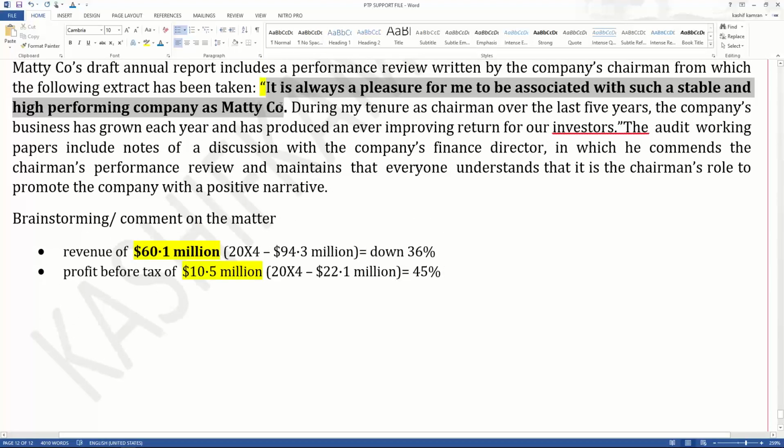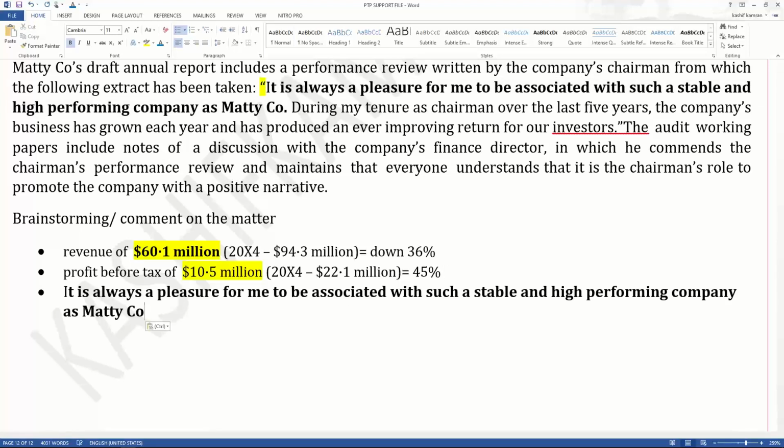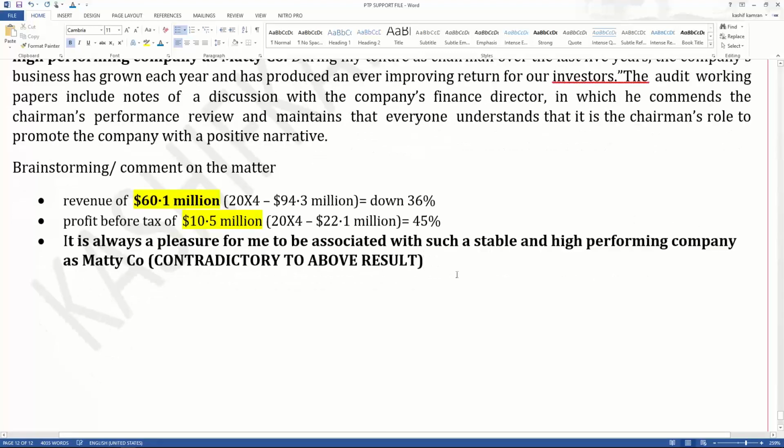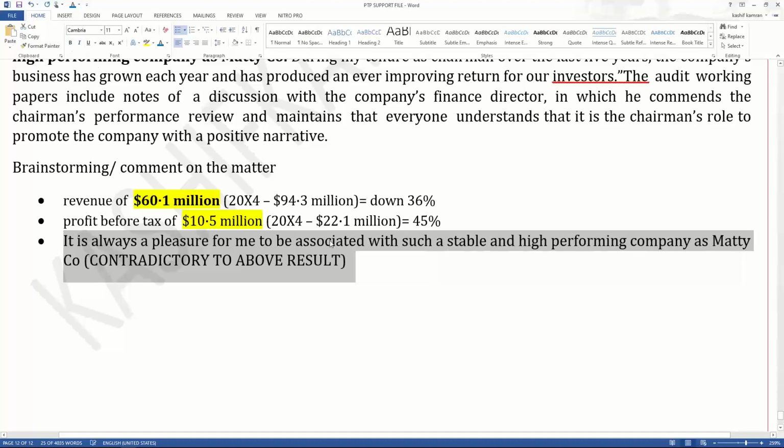"It has always been a pleasure to be associated with such a stable and high-performing company." Is that a contradictory statement when you look at the performance above? Is there a material inconsistency between the chairman's statement and the actual results under ISA 720? I hope you know the rule of material inconsistency, right? Okay, let's go back above.